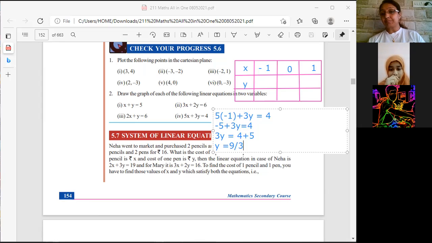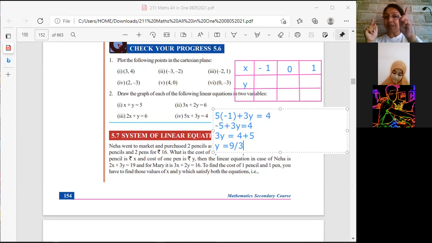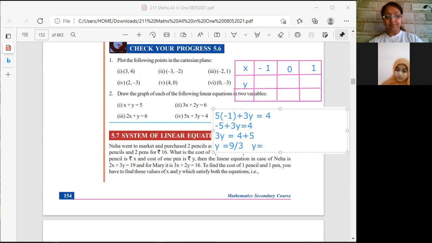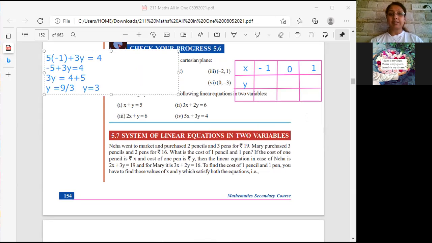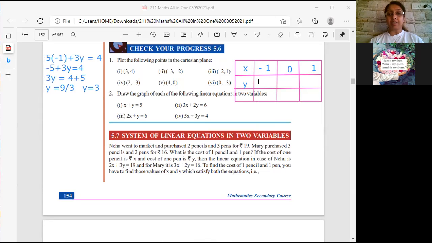The 3 which is on my left hand side, when it comes on the right hand side, there it is multiplied. When it comes here, it becomes division. 9 divided by 3. What do I get y as? Can you tell me? 3. So I am going to write that 3 in my box. So I get my coordinate here. I write it as 3.